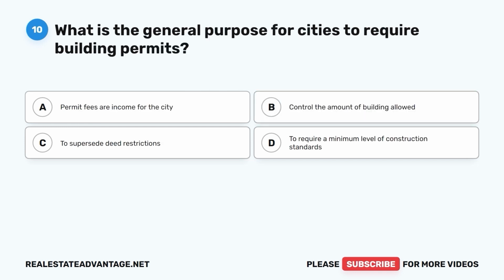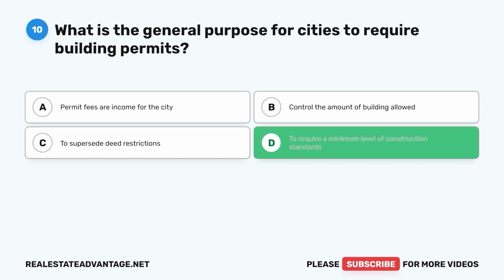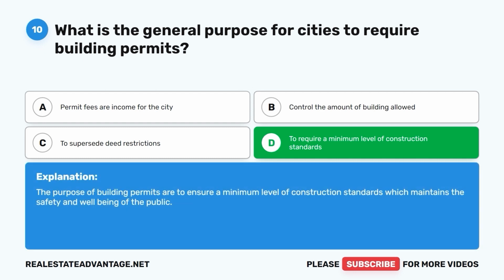Question 10. What is the general purpose for cities to require building permits? A. Permit fees are income for the city. B. Control the amount of building allowed. C. To supersede deed restrictions. D. To require a minimum level of construction standards. The correct answer is D. To require a minimum level of construction standards. The purpose of building permits is to ensure a minimum level of construction standards which maintains the safety and well-being of the public.